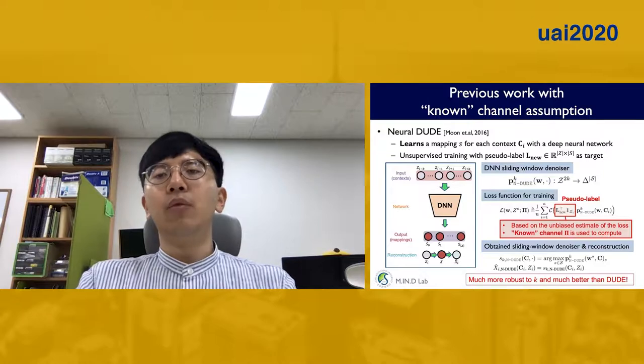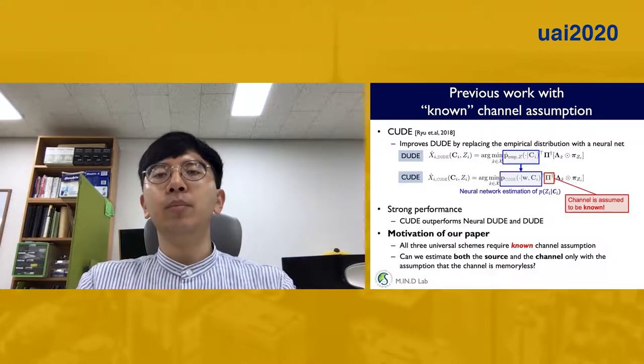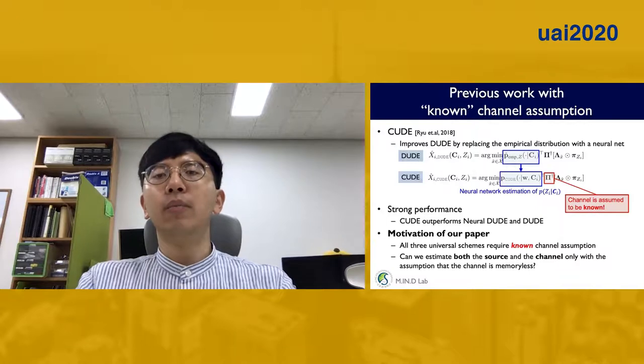To tackle this issue, our recently proposed method, NeurDUDE, resolved this problem by using a neural network. It learns a mapping S for each context with a deep neural network. It trains the network in an unsupervised fashion by using the pseudo-label LNU. LNU is based on the unbiased estimate of the loss, and the channel pi is used to compute LNU. Note that NeurDUDE is much more robust to k, and much better than DUDE. The last work, CUDE, improves DUDE by replacing the empirical distribution with a neural network. The network for CUDE tries to estimate the intermediate noisy symbol, and same as previous works, the channel information must be assumed to be known in CUDE. As specified in the original paper, CUDE outperforms NeurDUDE and DUDE.